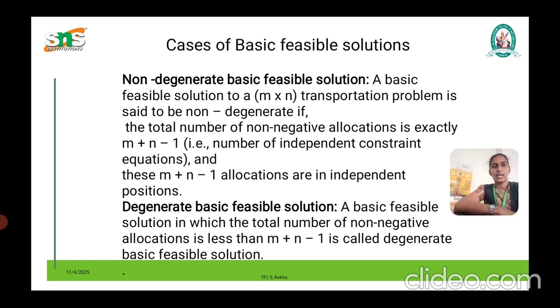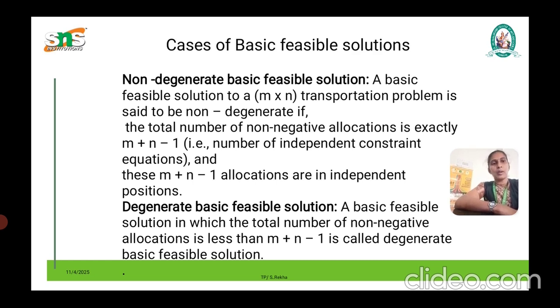I will give one example for that. Here m is 5 and n is 3. 5 plus 3 is 8, and 8 minus 1 is 7. The number of allocations should be equal to 7. If it is 7, we can say it is a non-degenerate solution. What about the degenerate solution? Same concept: m plus n minus 1 is 5 plus 3 minus 1, which equals 7. If you get only 6 allocations, then it is not equal. At that time, the degenerate basic solution will exist.